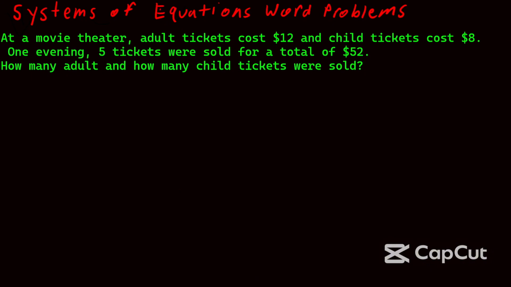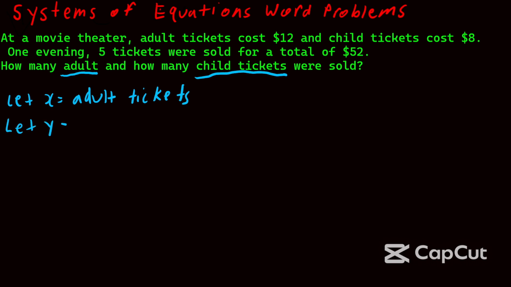Okay. Our first step, always label our variables. So, we're trying to figure out how many adult tickets and how many child tickets. So, let's say let X equal adult tickets, and then let Y equal children tickets. This is the most important step. If you have this down, you're pretty much 75% done.